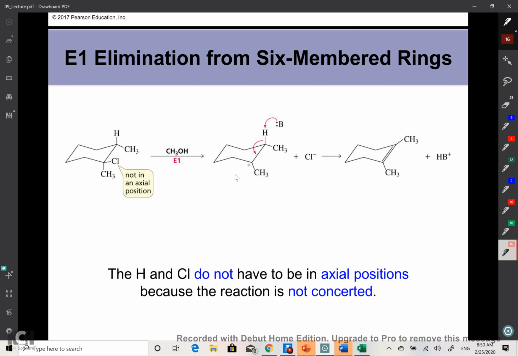Remember that for an E1, you need to have a tertiary alkyl halide, okay? If you have a secondary alkyl halide, it cannot undergo the E1. The secondary alkyl halide can only undergo E2. So take note about that.